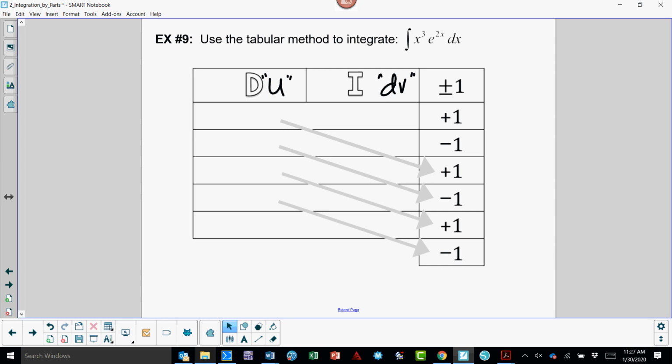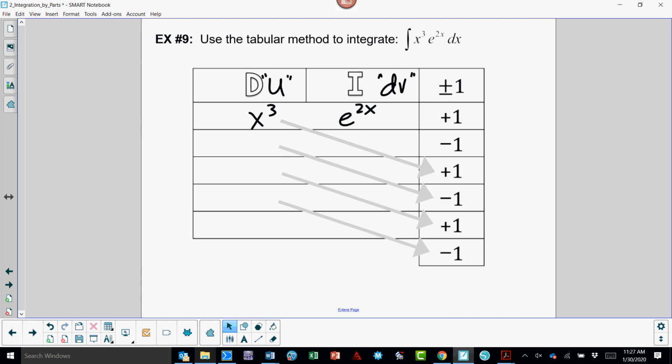The way you set it up is the first column will be u. In this case, I'm going to pick u to equal the x cubed. It needs to be something that is eventually going to go away. Otherwise, I wouldn't use this method, I think students get too confused. If you're not going to have one of them go away eventually, don't use the table method. That means dv must be the part that's left, including the dx, but we don't need to write it here. Then in your third column, you write plus or minus, start with +1, and then just alternate.